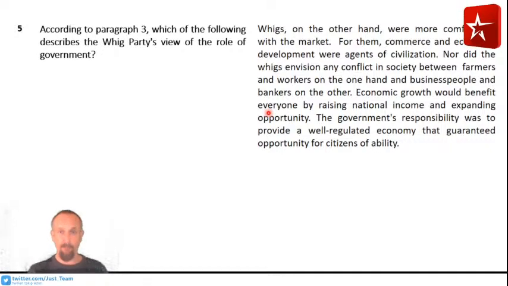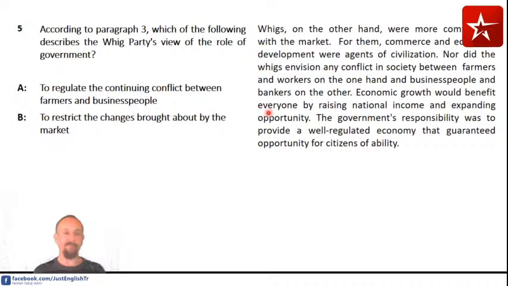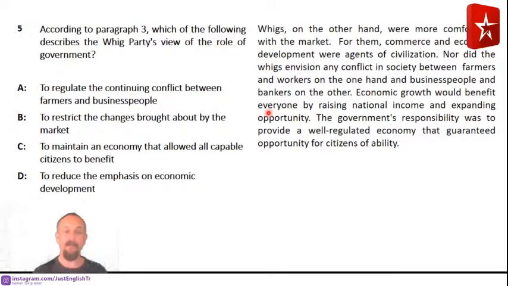So if you've been watching, you know what to do. We have A, to regulate the continuing conflict between farmers and business people. We have B, to restrict the changes brought about by the market. We have C, to maintain an economy that allowed all capable citizens to benefit. And then we have D, to reduce the emphasis of economic development. And I'm going to give you a minute there to think about that question.